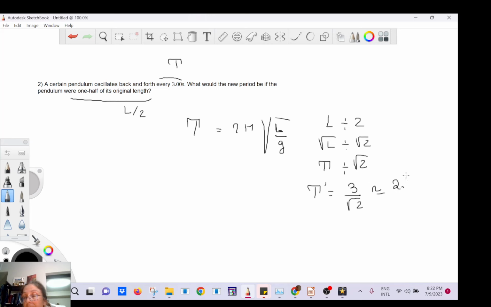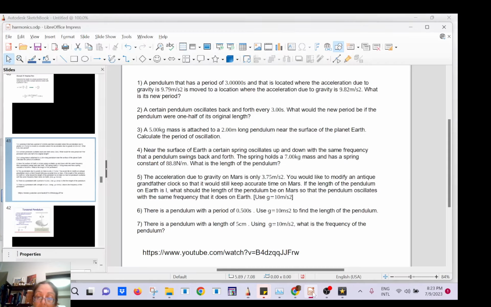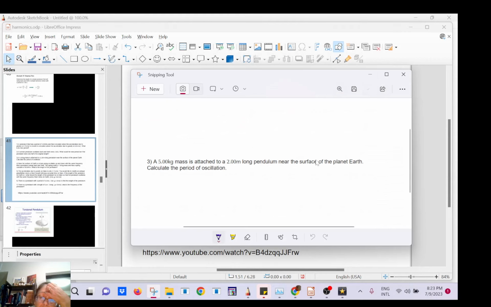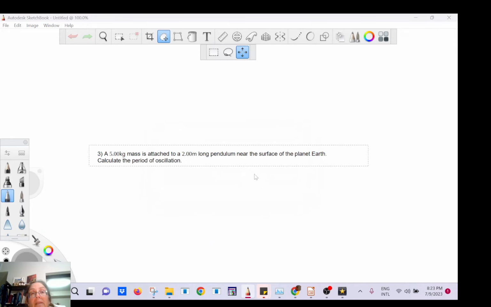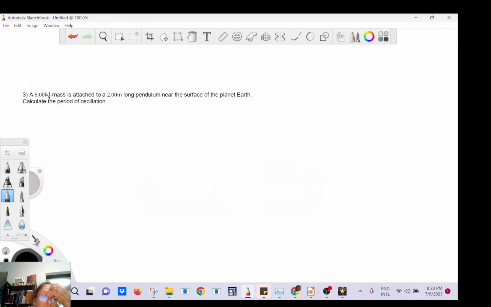Which is 2.1 seconds. So you see that if you change the length, you do have a big difference in the period. That was the point. You have a different way to do it, of course. So this is easy. The only thing that is a little bit tricky, they give you the mass. But we know that the mass does not matter because it's like it's falling, right? When you have a pendulum, it's like the mass is falling. So the mass does not matter here.